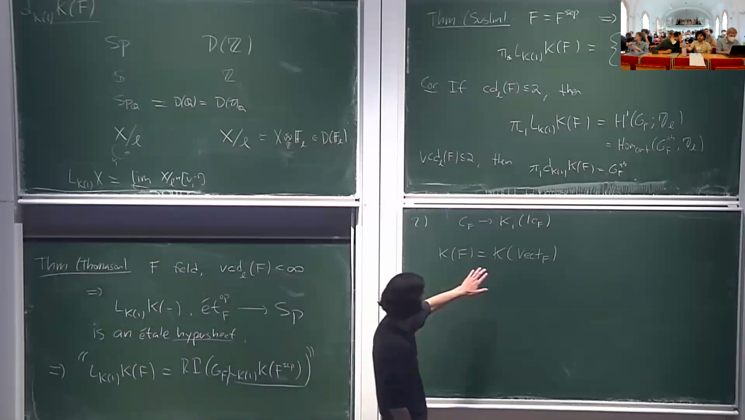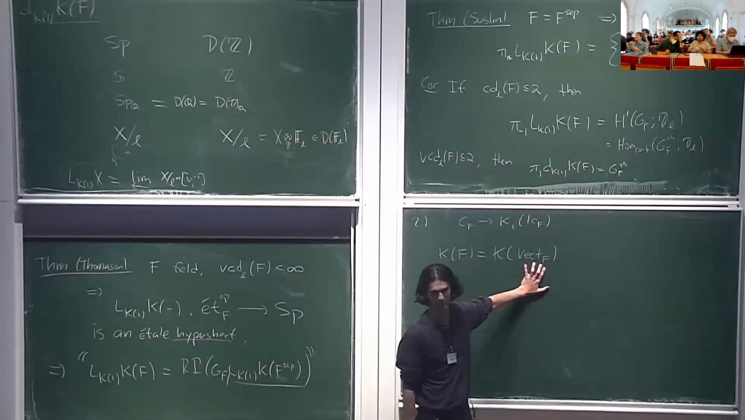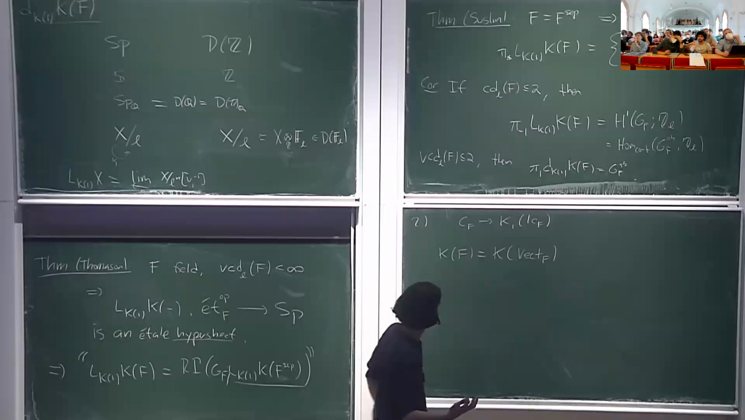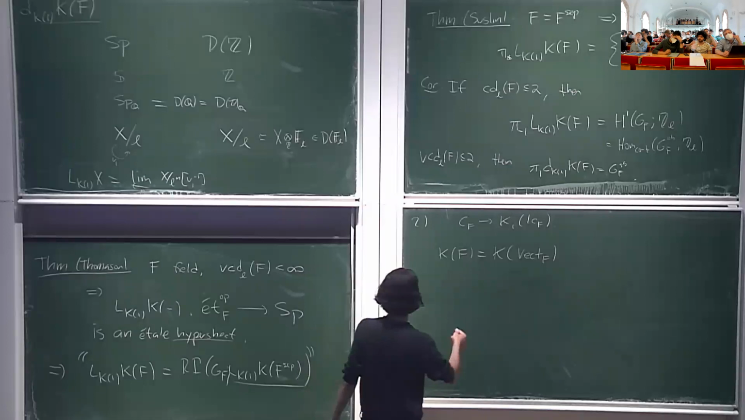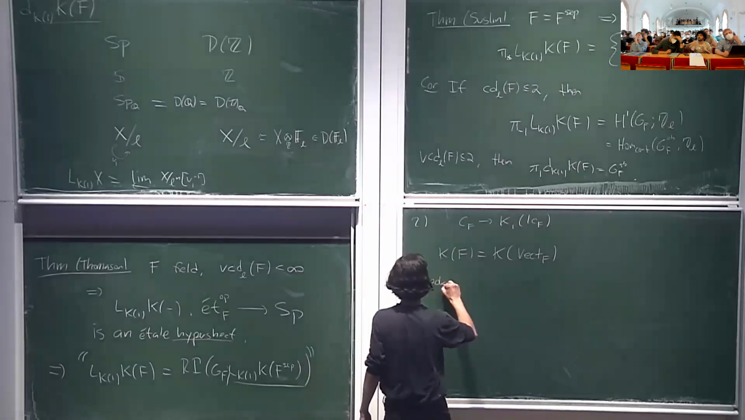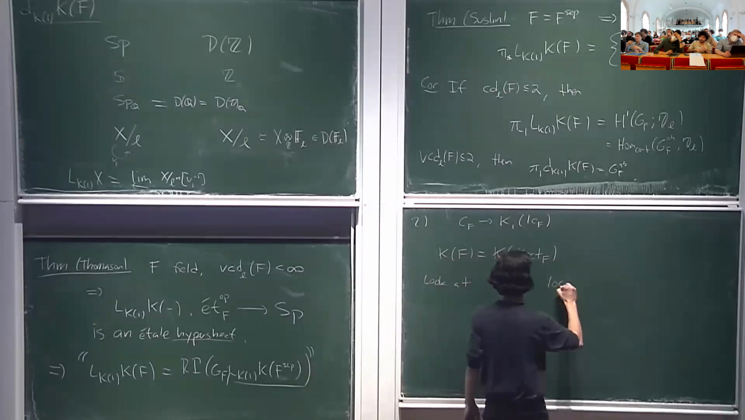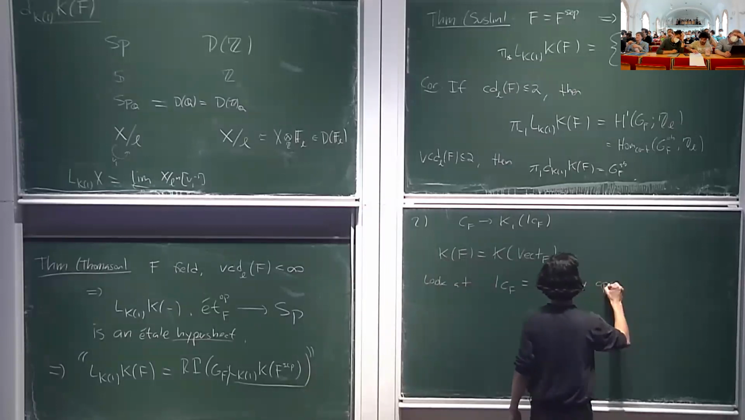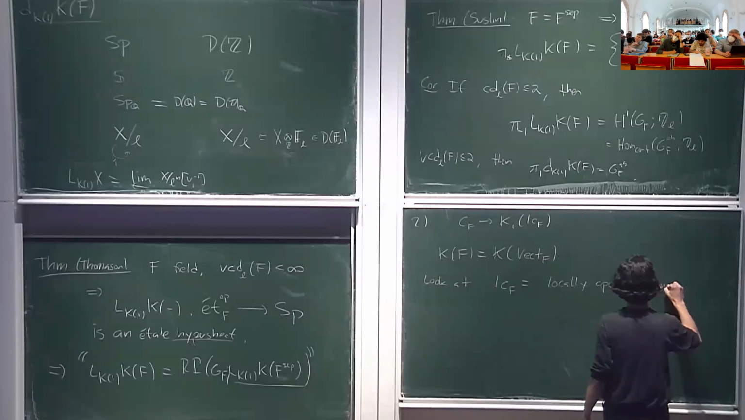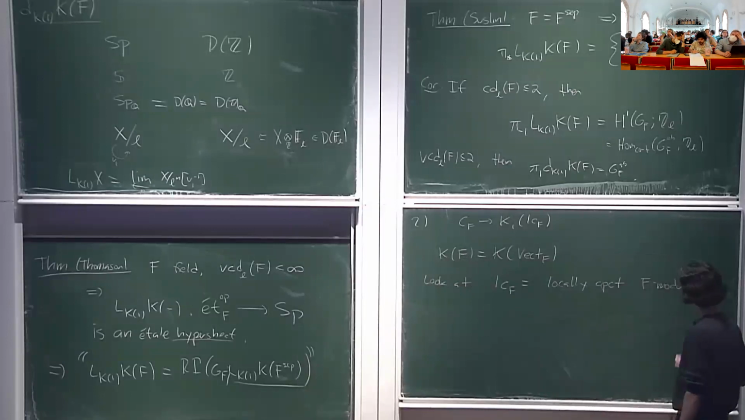But this K theory machine makes sense for more than just categories of finite dimensional vector spaces. It makes sense for any category in which, for example, you have a reasonable notion of short exact sequence, any exact category in the sense of Quillen. And now we're going to look at LCF, which is the category of locally compact F modules. So just locally compact abelian groups with a linear action of F.